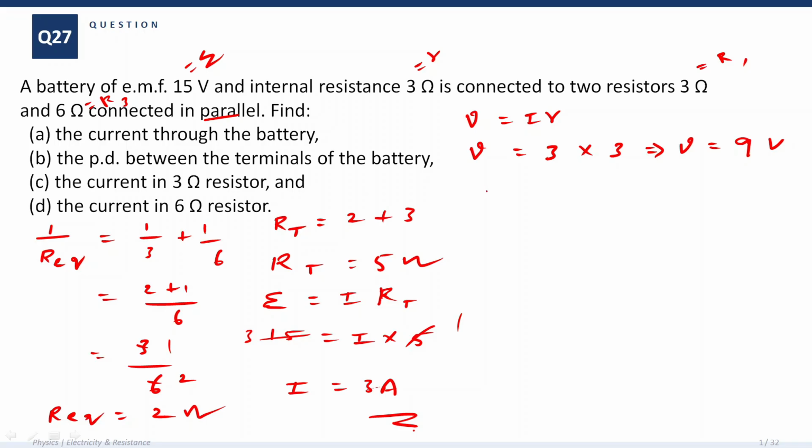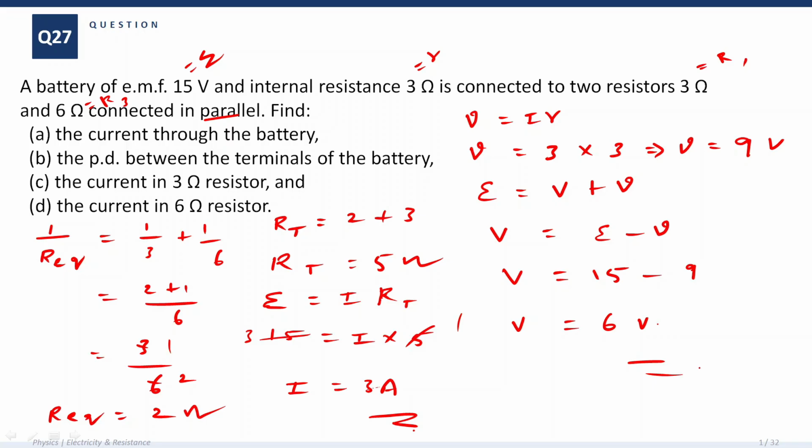For the closed circuit, epsilon, the main electromotive force, equals terminal voltage plus voltage drop. Then terminal voltage equals electromotive force minus voltage drop. Then V equals, given 15 electromotive force, voltage drop we found 9. Then what will you get here? V equals 6 volt.